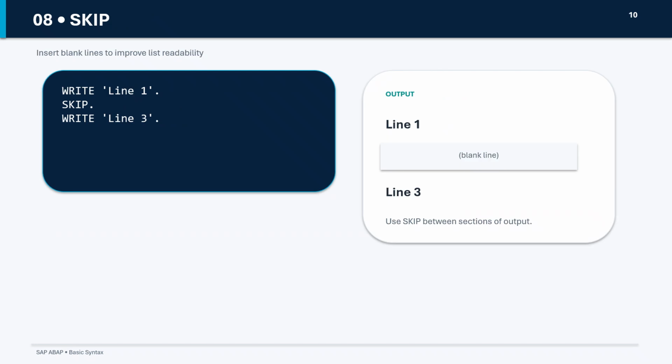Next slide. It's about the SKIP command. What's the main use of the SKIP command? When do we use it? Whenever we want blank lines in the output. For example, here line 1 is the first WRITE statement, and the third one is line 3. In between, if you want a gap, if you want to insert empty lines, then you can write the SKIP command. Then it will be easy for the user to understand the output.